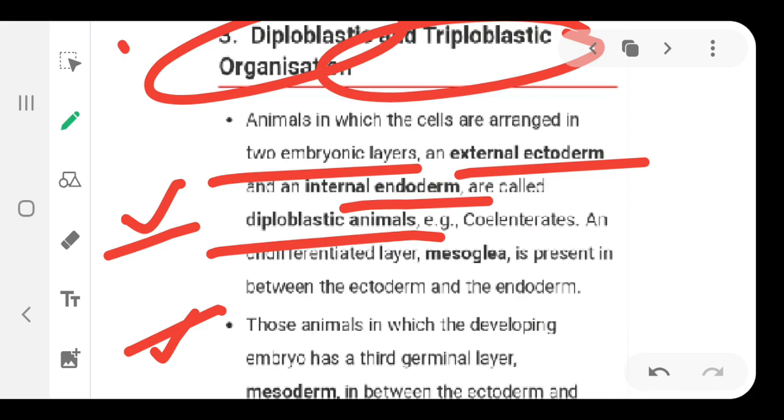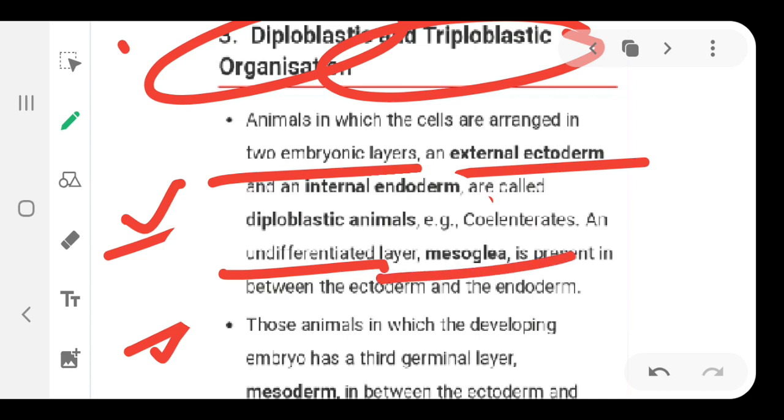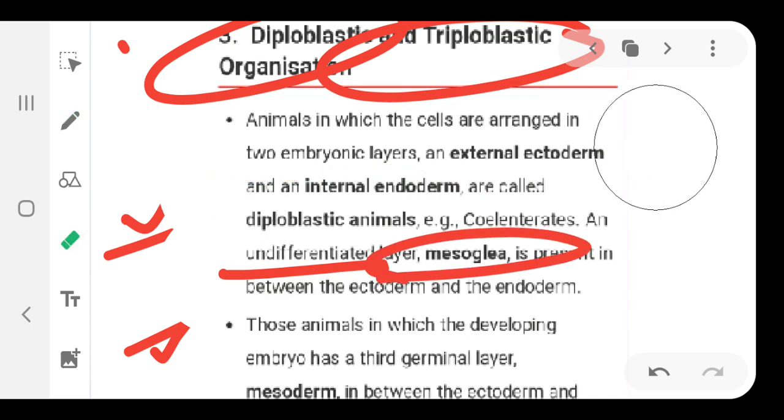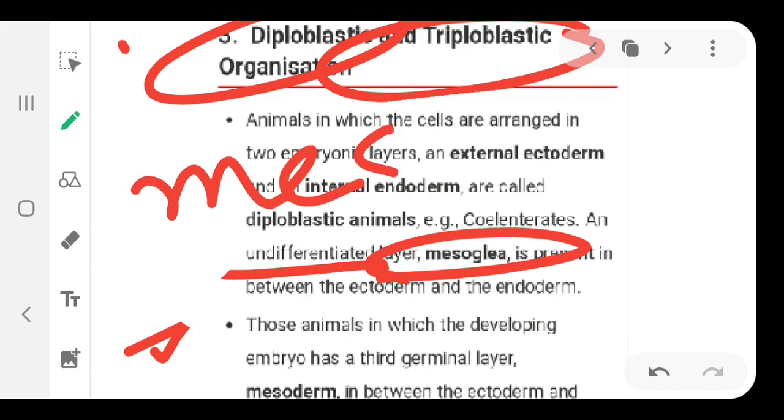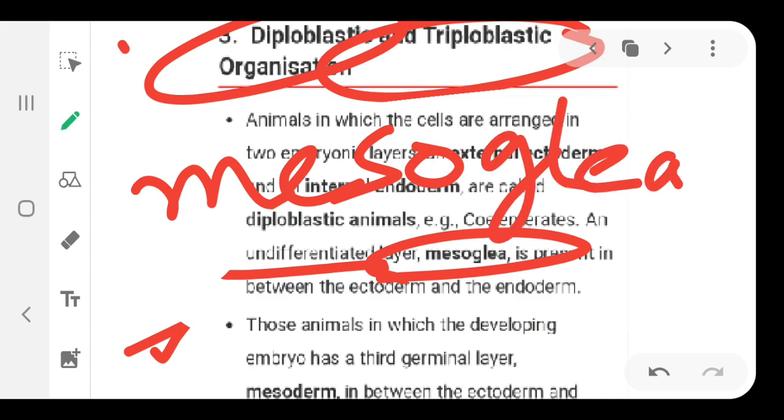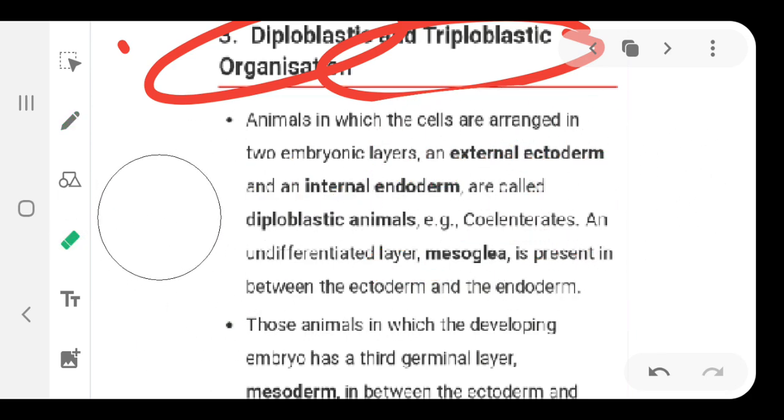Di is 2 layers, so diploblastic. In particular, between these 2 layers they have one undifferentiated layer called mesoglea. Underline this word, mesoglea, M-E-S-O, G-L-E-A. That is the undifferentiated layer between the ectoderm and the endoderm. So, an undifferentiated layer in between. They call it mesoglea. That is present between the two.